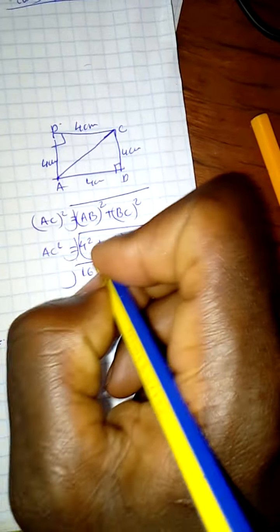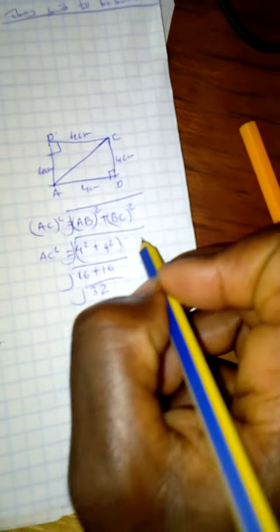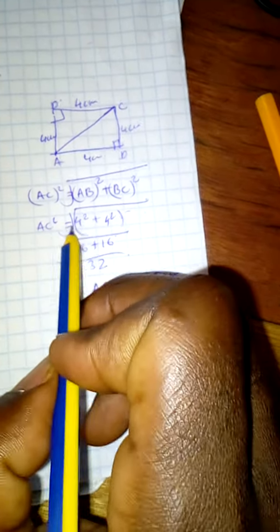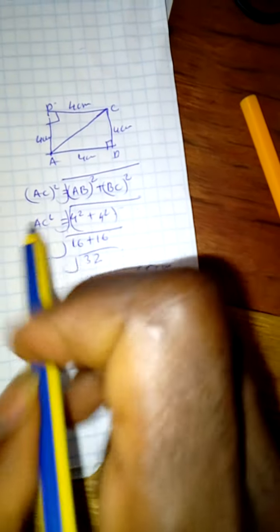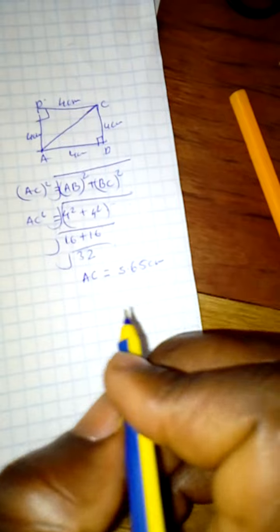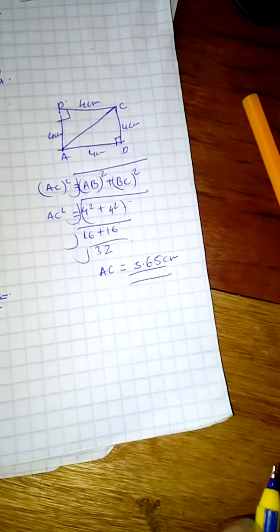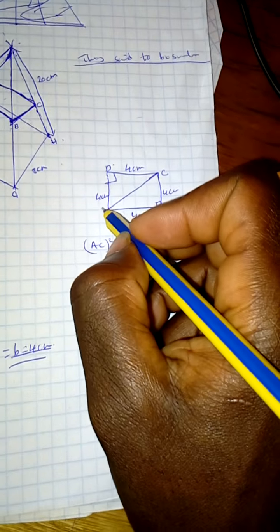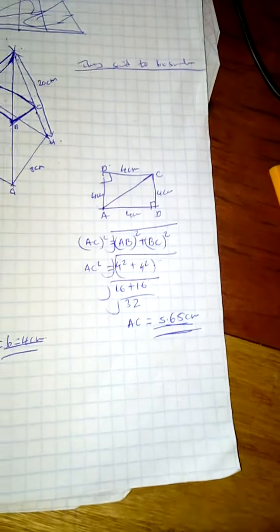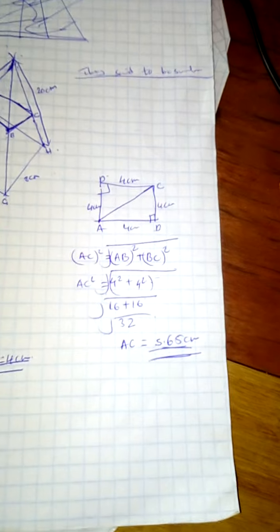AC squared is equal to this one plus that one. You see, AC squared is equal to 4 squared plus 4 squared. Then to get AC, you find the square root of both sides. Now AC is equal to 5.65. That is the length AC.